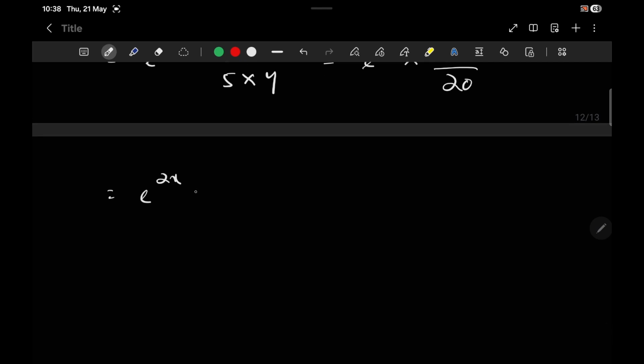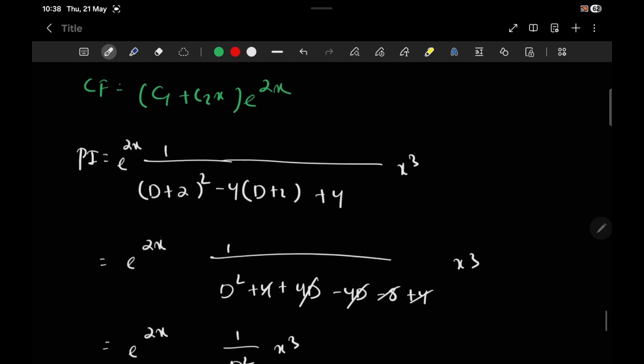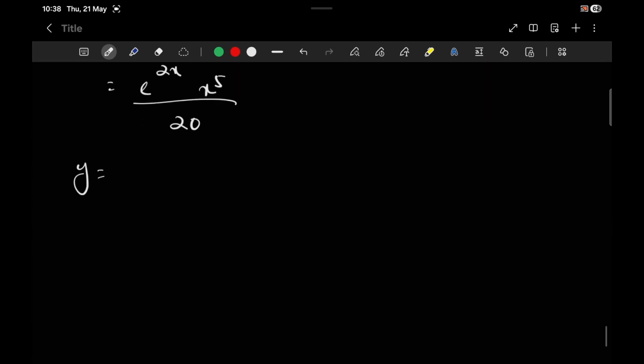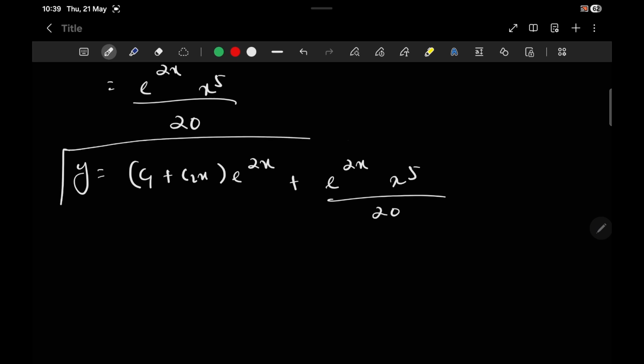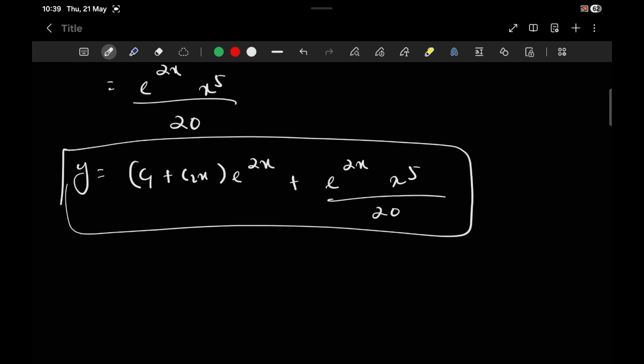So e to the power 2x x to the power 5 divided by 20. So our final answer is y is equal to c1 plus c2x e to the power 2x plus e to the power 2x x to the power 5 divided by 20. So this was the whole higher order differential equation, and we learned how to use the complementary function and particular integral to solve the differential equation.